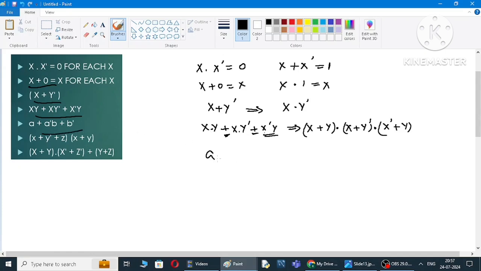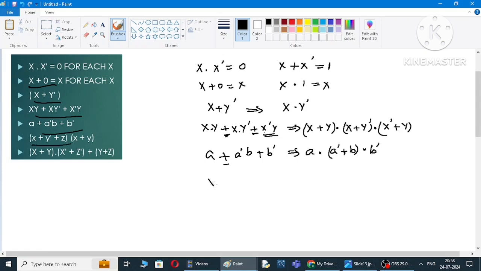Look at this. A plus A bar, B plus B bar. So A is the same, plus will become dot. A bar B will become A bar plus B. Plus will change to dot. B bar will be as such, right?